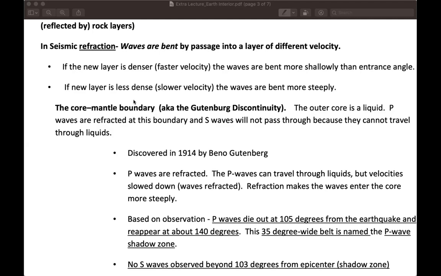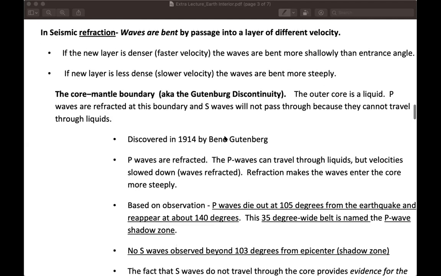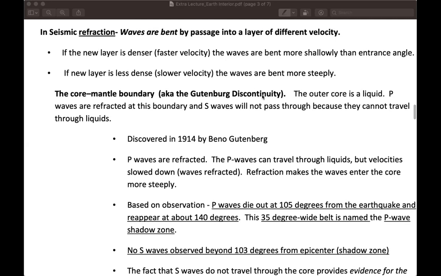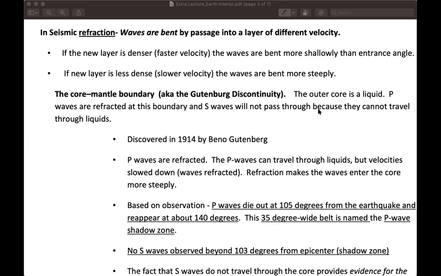So previously Moho was there, that was the crust and mantle boundary, right? Now what we have is the core-mantle boundary. This was discovered by Gutenberg, a German scientist, and therefore this is named the Gutenberg discontinuity as well. Discontinuity means some kind of physical change, okay? After the mantle, the first thing we meet is the outer core, right? So that is the starting point of the core. That's why it is called the core-mantle boundary.